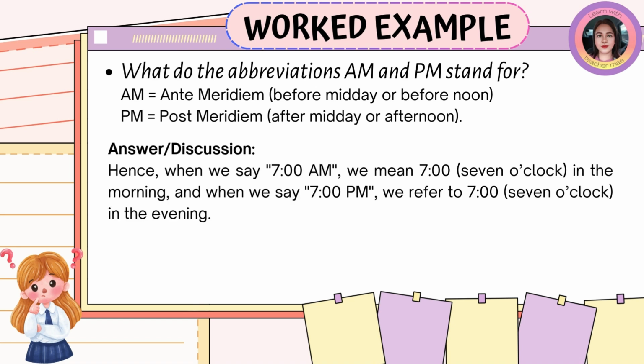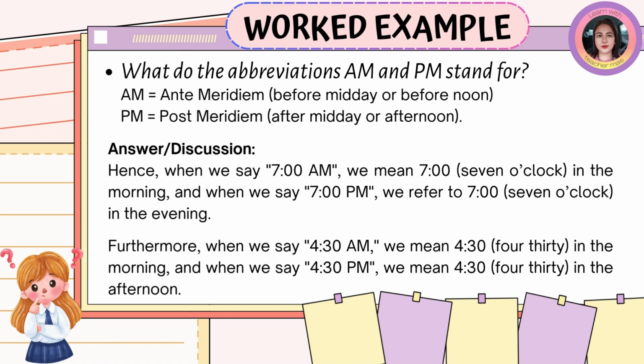Hence, when we say 7 o'clock AM, we mean 7 o'clock in the morning, and when we say 7 o'clock PM, we refer to 7 o'clock in the evening. Furthermore, when we say 4:30 AM, we mean 4:30 in the morning, and when we say 4:30 PM, we mean 4:30 in the afternoon.